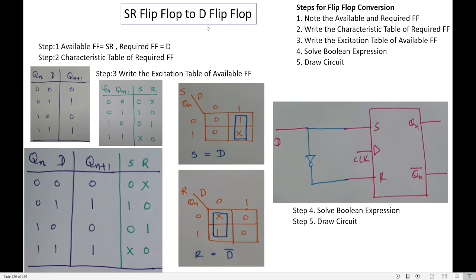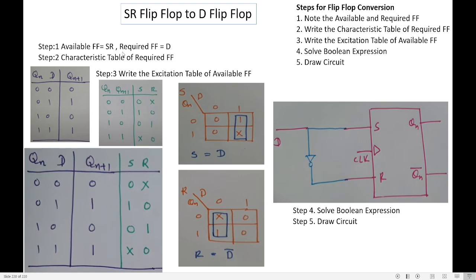What is the question? Convert SR flip-flop to D. So the available flip-flop is SR, the required flip-flop is D. That is my step 1. What is step 2? Write the characteristic table of the required flip-flop. So I need to write the characteristic table of the required flip-flop, which is D in my case.